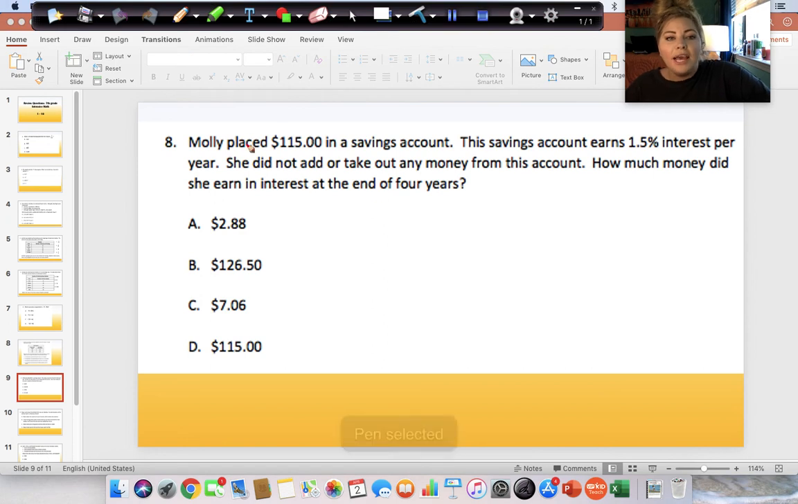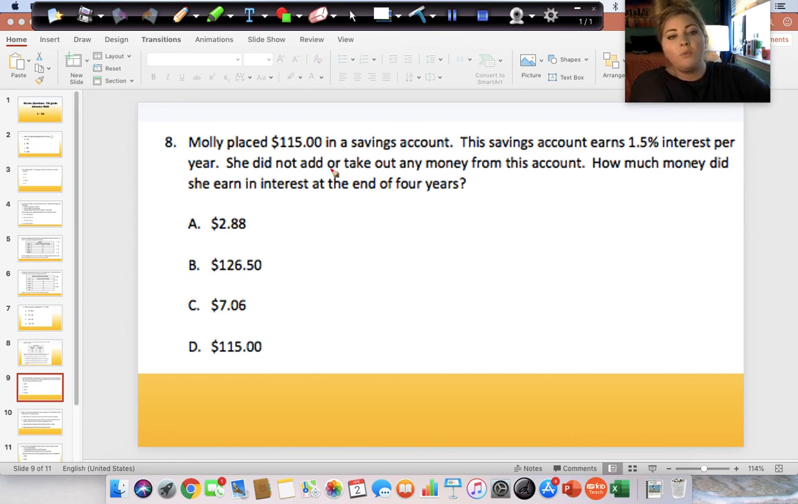Okay, so it says that Molly placed $115 in a savings account. This savings account earns 1.5% interest per year. She did not add or take out any money from this account. How much money did she earn in interest at the end of 4 years? Now, to do simple interest, we would do the principal times the rate times the time.